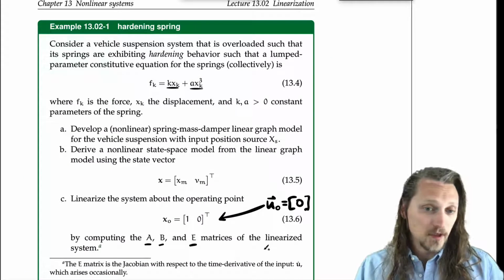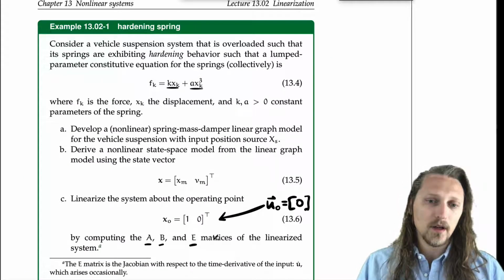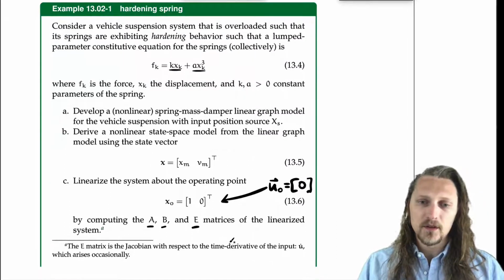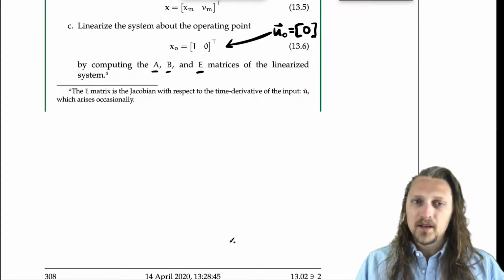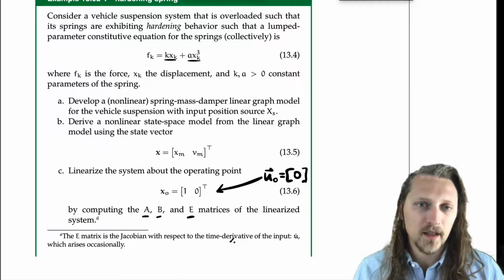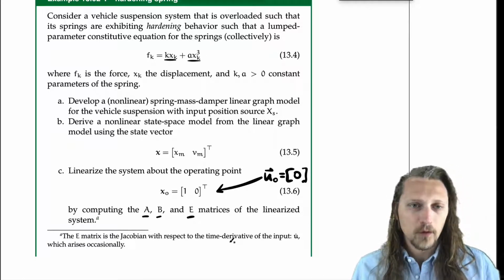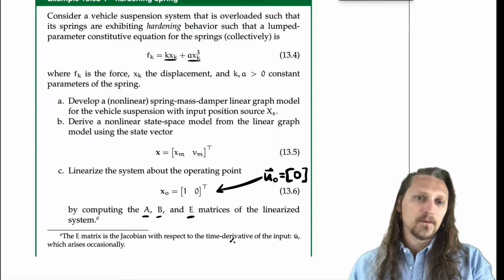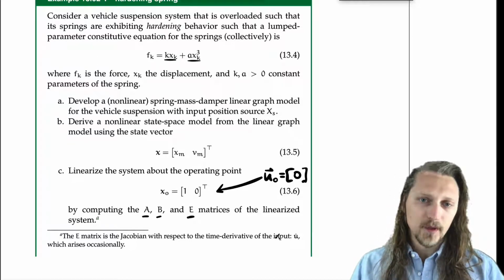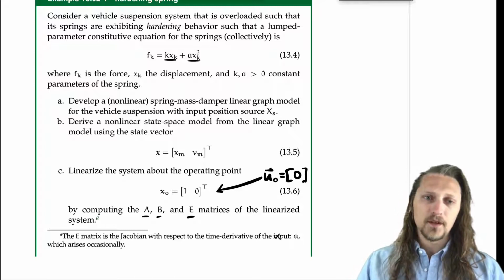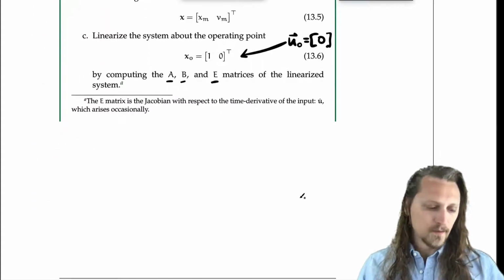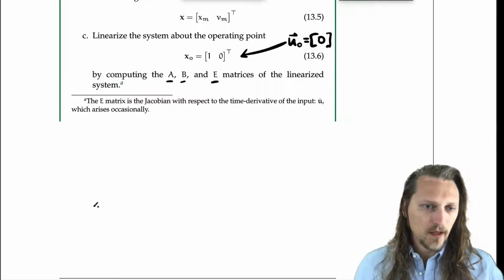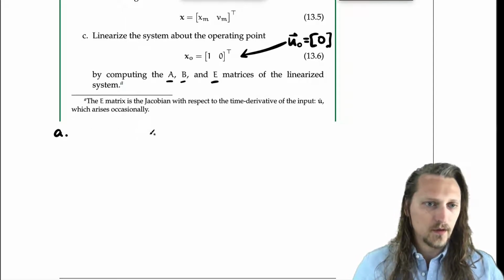For a nonlinear system, it doesn't really matter, but when you do the linearization, you do need to compute the E matrix as well. Great, so that's the problem we're given, and we'll go forth with part A to begin. We need to develop a nonlinear spring mass damper linear graph model for this vehicle suspension with input position source XS. So the vehicle suspension system, it's a linear mechanical system is how we're looking at it, so part A here. So let's look at a linear graph.